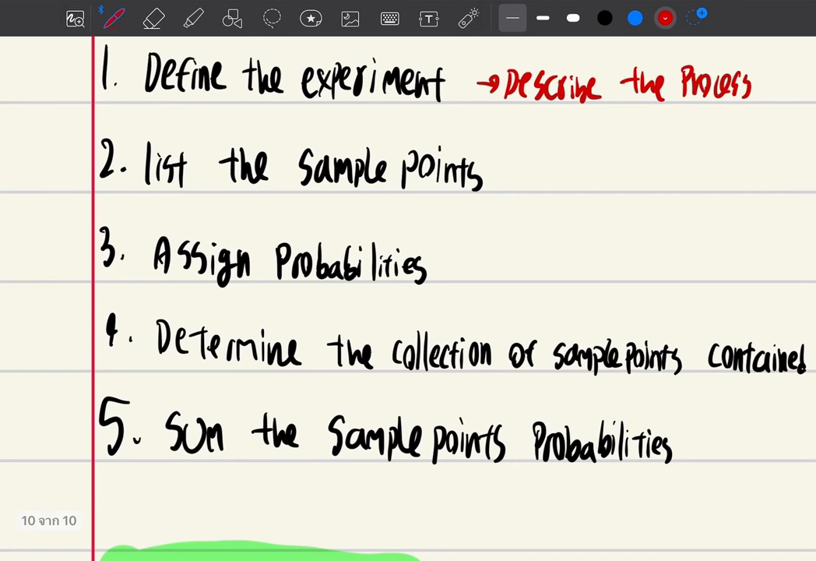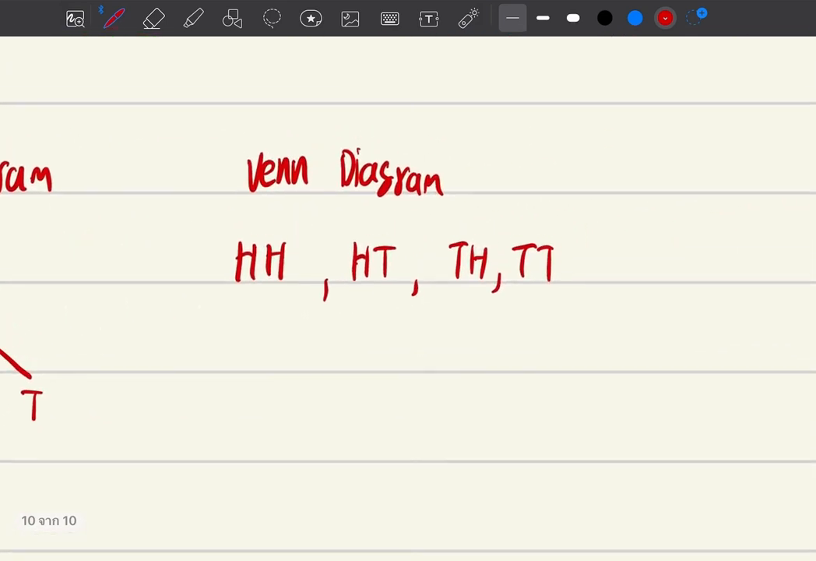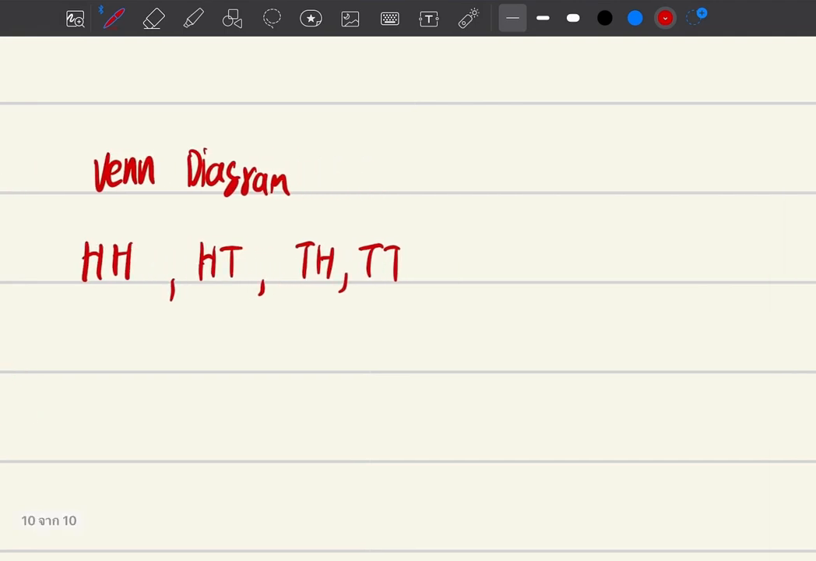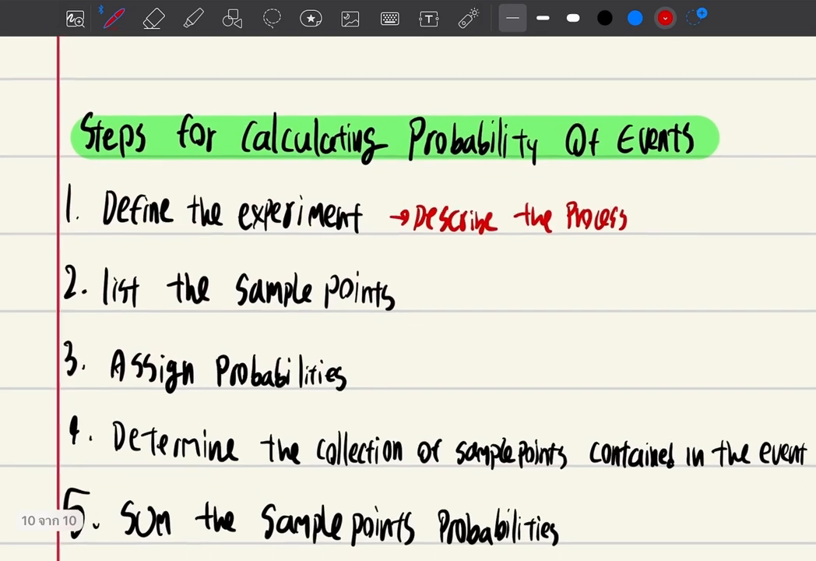The third is to assign the probabilities. So for example, head and head, head and tail, tail and head, tail and tail. We have 4 possible outcomes. And here the probability will be 1 over 4, 1 over 4, 1 over 4, 1 over 4.